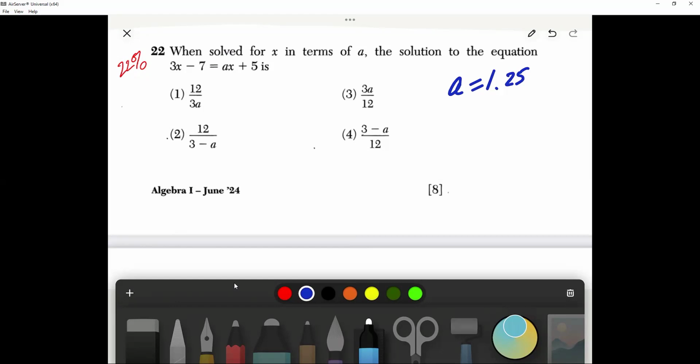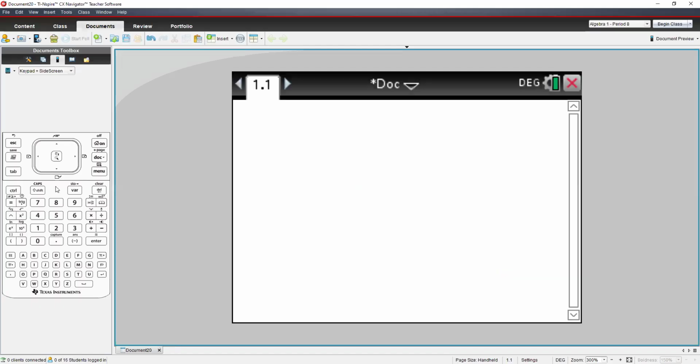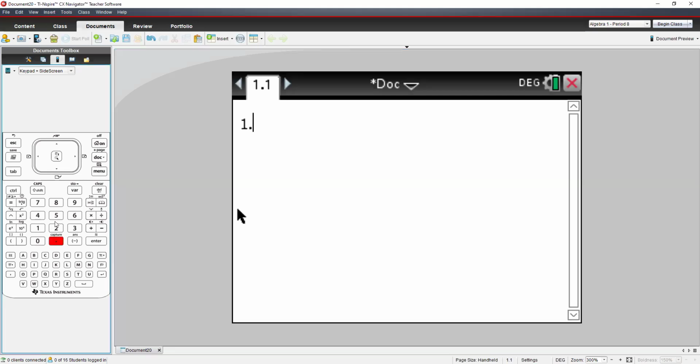So first I'm going to store 1.25 into A, and then I'm going to do what we normally would do: split this in half, put it in F1, F2, and then find the intersection. Let me grab the calculator. I want to store the number first, so I'm going to do 1.25 and store that into the letter A. Boom, that's done.